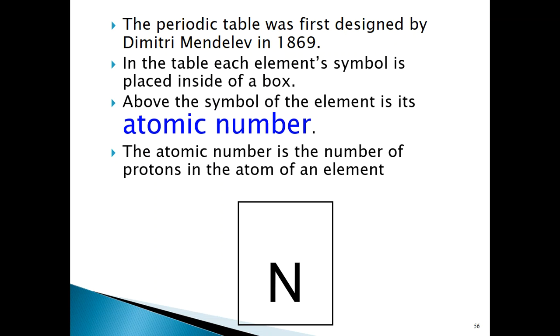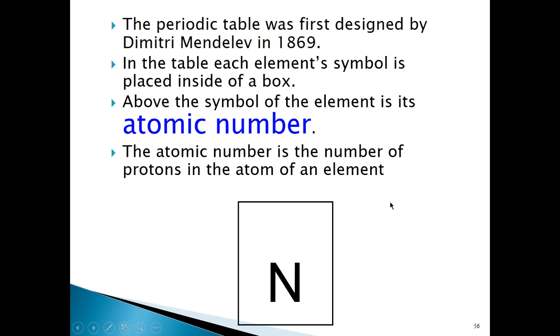And he came up with an initial version of the periodic table, which of course has undergone some changes over the years as more elements were being discovered, and as a result we end up with our modern version of the periodic table. In any case, in any periodic table, what you'll notice is that in addition to the element symbol that is placed inside each box, there's also a number that is placed in there. And that number is called the atomic number, right?